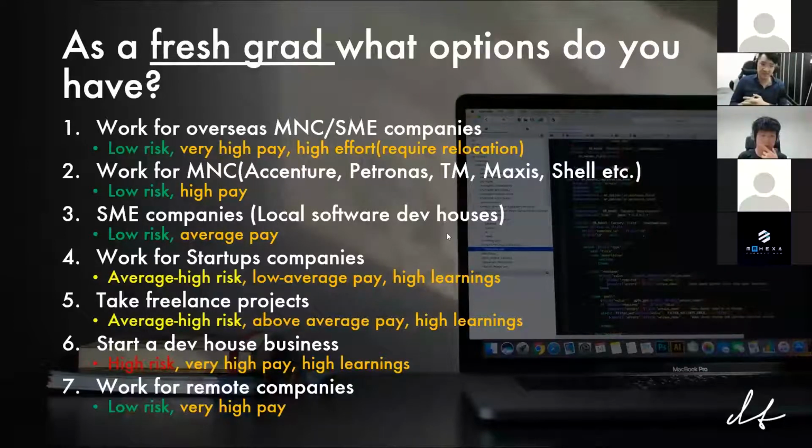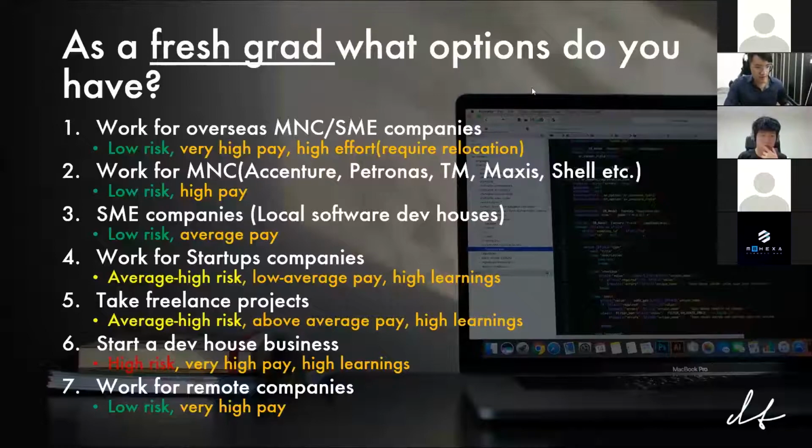And lastly, there's a seventh path, which not many people think of in Malaysia, which is working for remote companies abroad. For this one, you work in Malaysia, low cost of living, low risk because it is a company. It's not a startup. It's a company with proper cash flow and a proper size. And the pay is really, really high because it is an overseas company, let's say Singapore, US, or Europe. You get 3x, 5x, and 4x exchange rate back to Malaysia. So it's a very high pay path for this one.